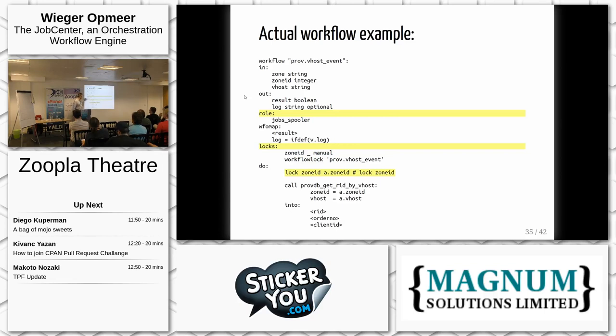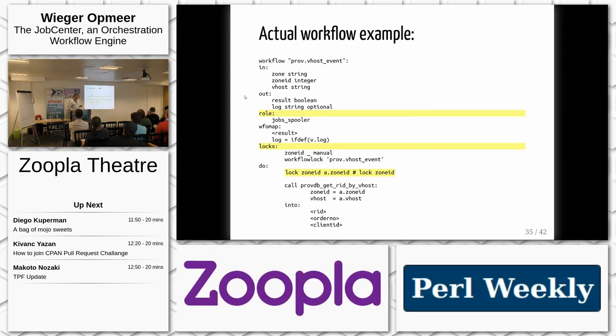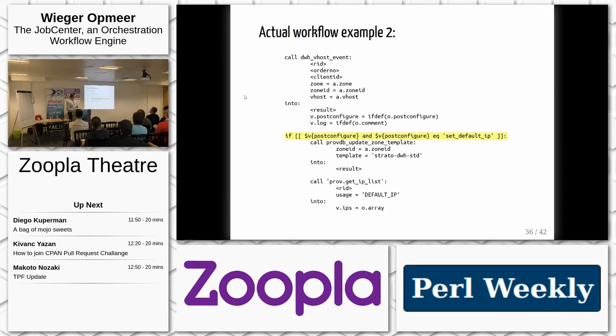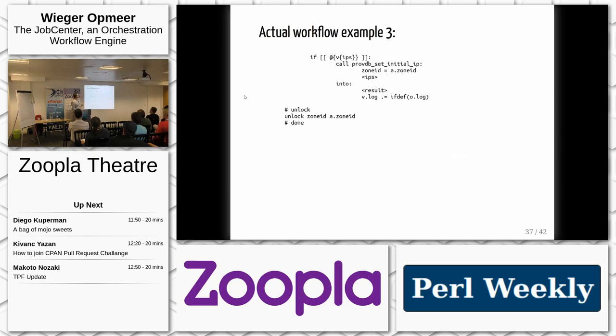Because we have to compute that, it doesn't go into this bit, but it needs to be in the actual code part of the workflow with the lock statement. And there we lock the actual zone ID argument. This means that even if there were other workflows doing something with zones, we would still block them from executing. Another example here is, if it's a bit too difficult to express in the normal JobCenter language, then you can fall back to Perl blocks with the double square brackets and do things that way. I'll get back to that in a minute. Nothing more interesting here.